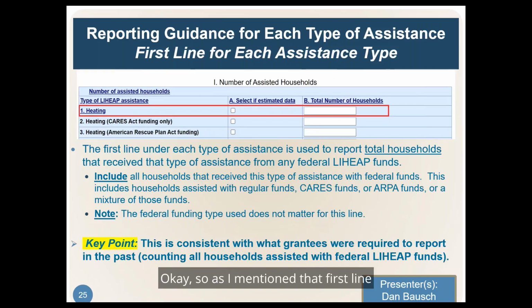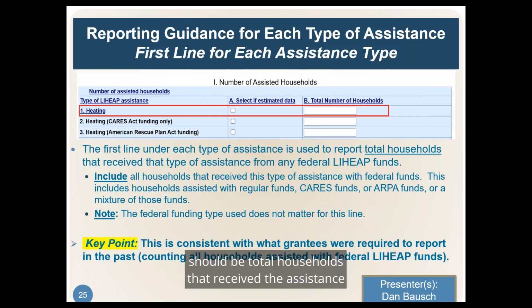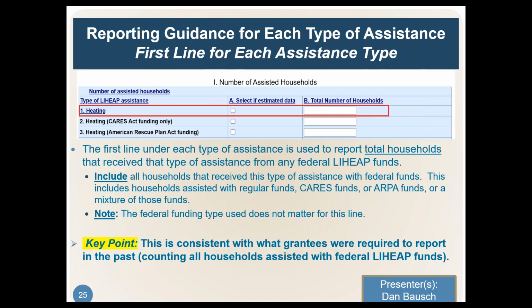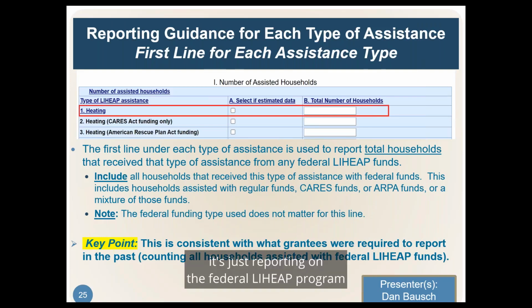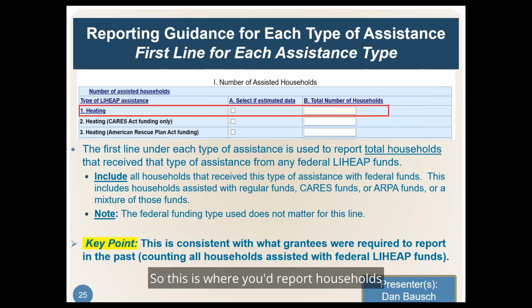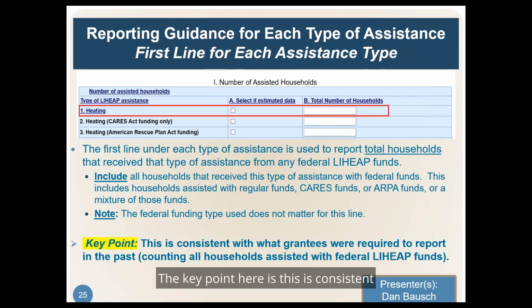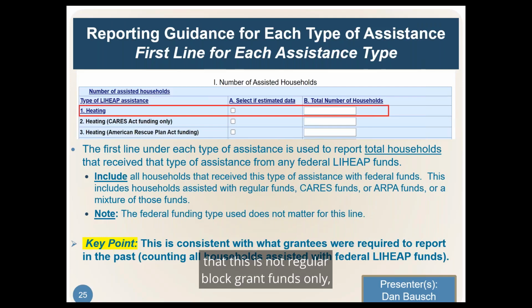Okay, so as I mentioned, that first line should be total households that received the assistance with federal funds. If you're a state that leverages other sources of funds, has your program connected to state funding, remember for the household report, it's just reporting on the federal LIHEAP program and households that receive federal LIHEAP dollars. So this is where you'd report households regardless of which type of federal dollars they received for that type of assistance. The key point here is this is consistent with what you've had to do in the past, and to remember that this is not regular block grant funds only. This is meant to be comprehensive of all the different federal funding sources, including CARES and ARPA.